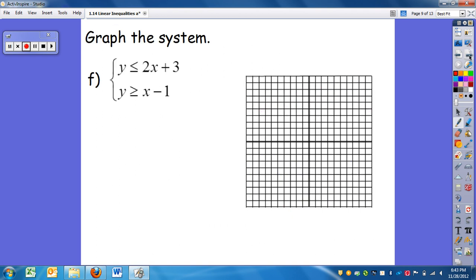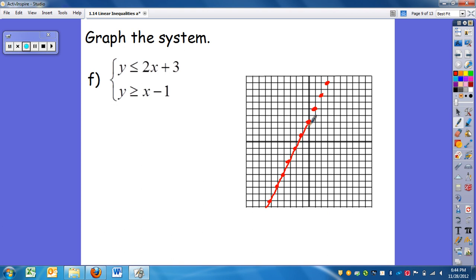So we're going to go through a few examples of this. So on F, I have y is less than or equal to 2x plus 3. So I'm going to graph my first line. And I'm going to show you a little trick when doing this. I had a student show me this once, and it kind of helps you keep your two shaded areas separate. So that line is solid.